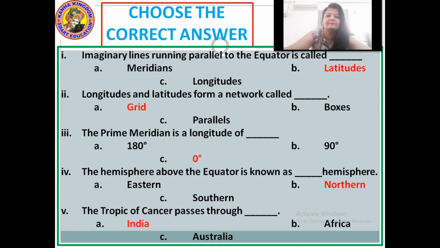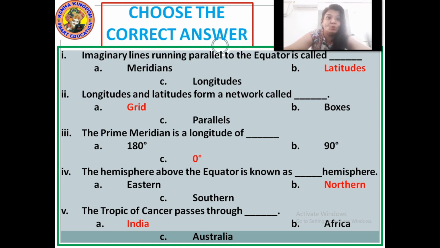Next, number 3: the prime meridian is a longitude of dash. The prime meridian is the longitude of what? 180 degree, 90 degree or 0 degree? Equator is 0 degree latitude and prime meridian is 0 degree longitude. So the prime meridian is the longitude of, option C is the answer, 0 degree.